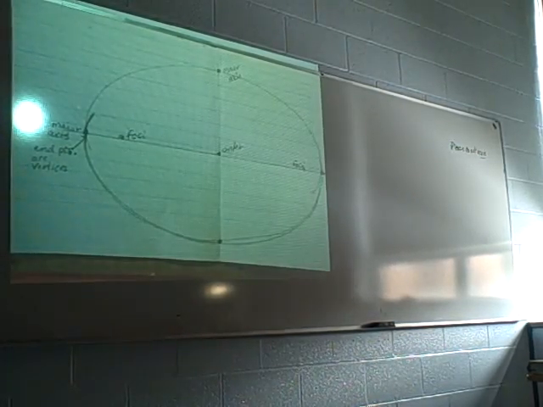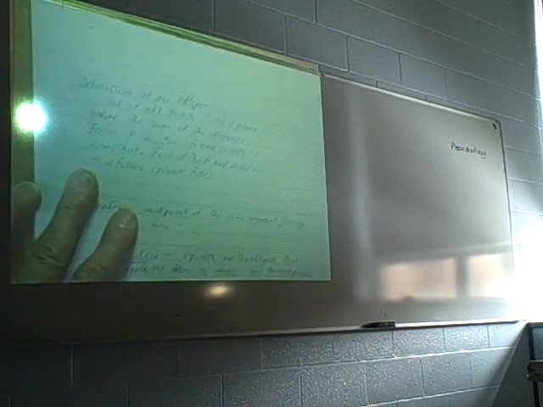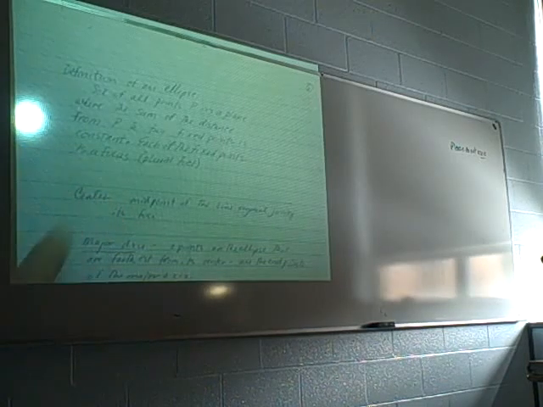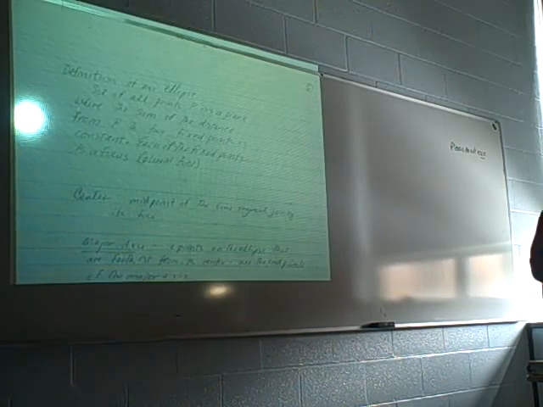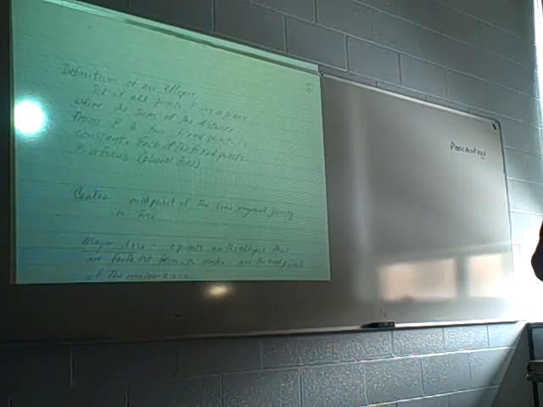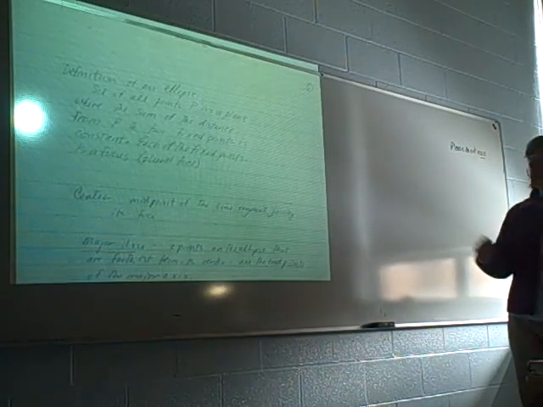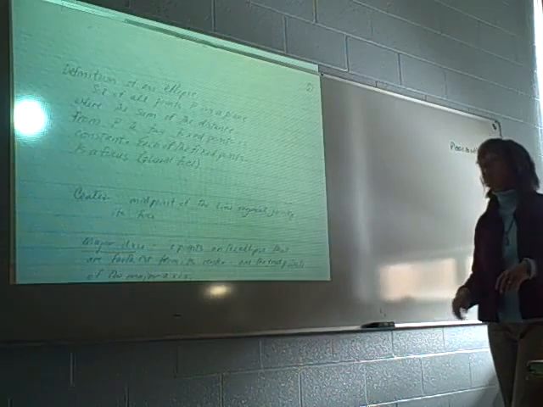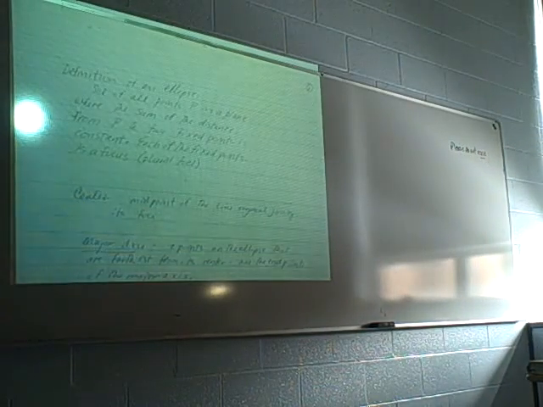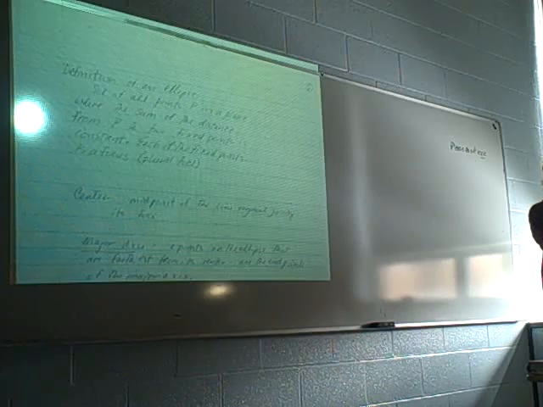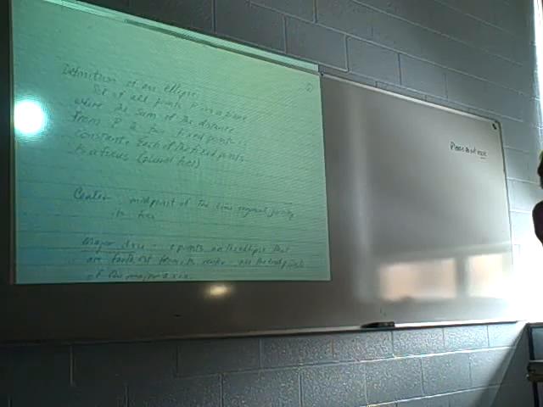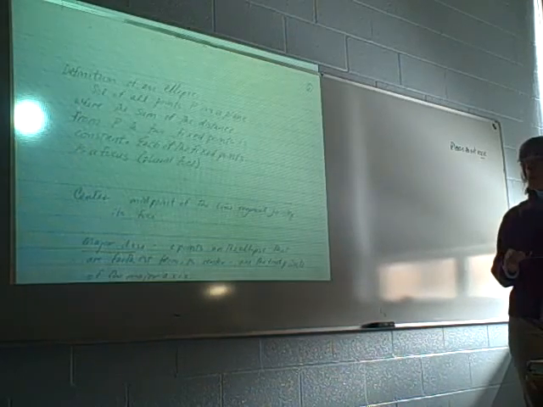Okay, so a definition of an ellipse: it's the set of all the points P in a plane where the sum of the distances from P to the fixed points is constant, because that string is not changing, is it? That's why you have a string. It's just moving along, but the length of that string doesn't change, okay?